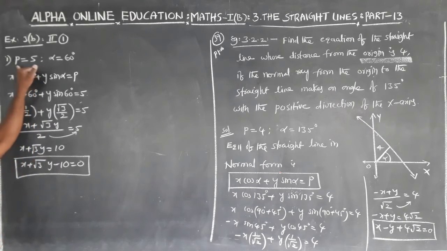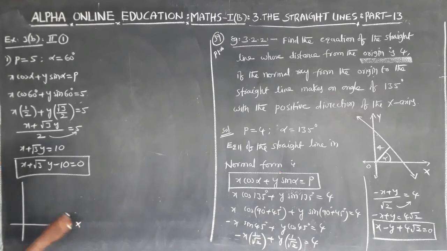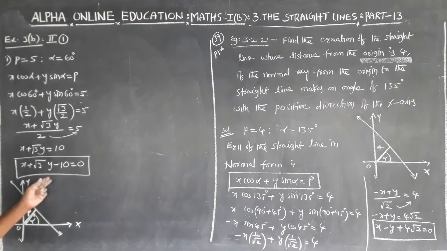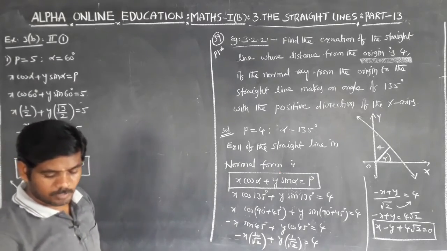Here P is the perpendicular distance from origin to the line, and alpha is the angle that the normal ray makes with the positive x-axis in the anti-clockwise sense. This is the perpendicular distance P. This is the angle the normal ray makes with the positive x-axis, 60 degrees. This is the equation of the straight line in normal form.